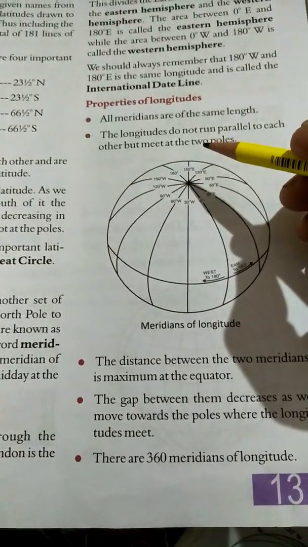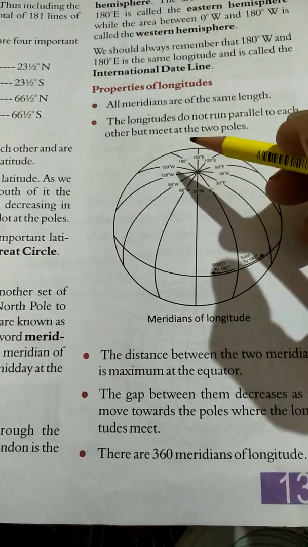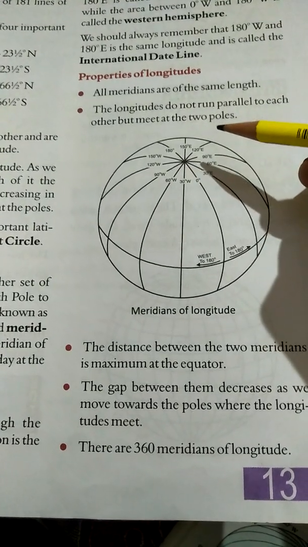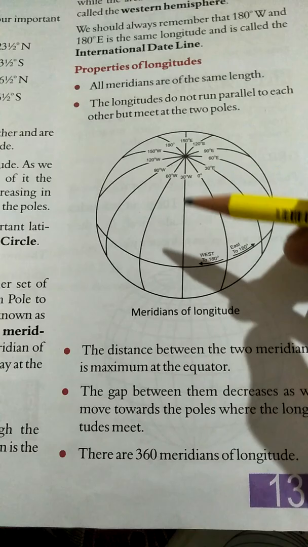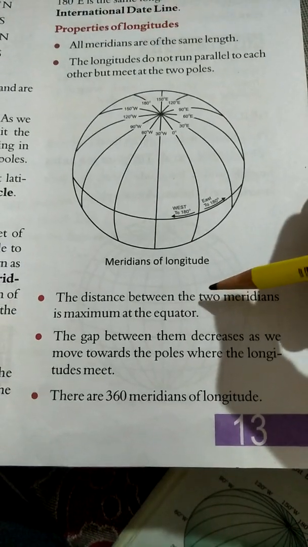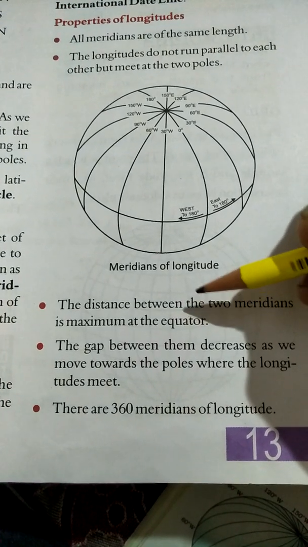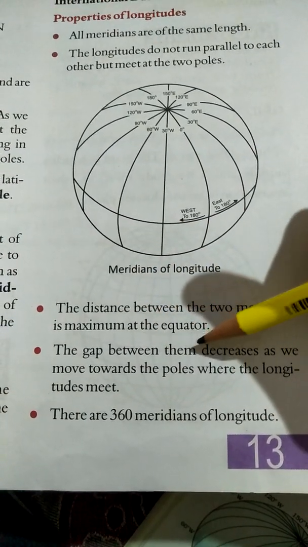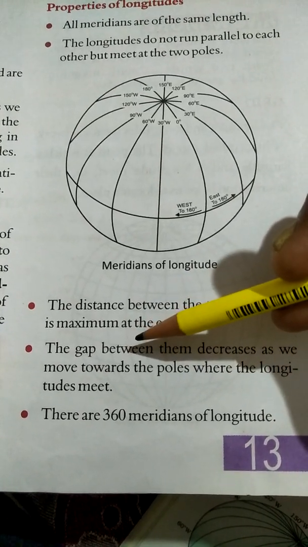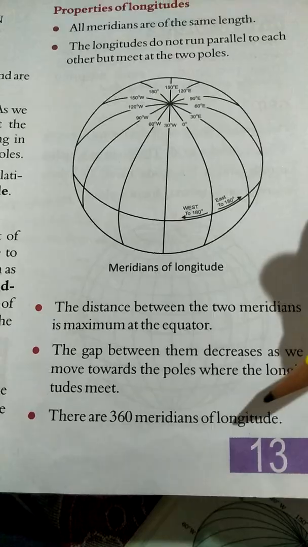Properties of longitudes. All the meridians are of the same length. The longitudes do not run parallel to each other but meet at the two poles. This is the diagram of meridians of longitude. The distance between the two meridians is maximum at the equator. The gap between them decreases as we move towards a pole where the longitudes meet. And there are 360 meridians of longitude in number.